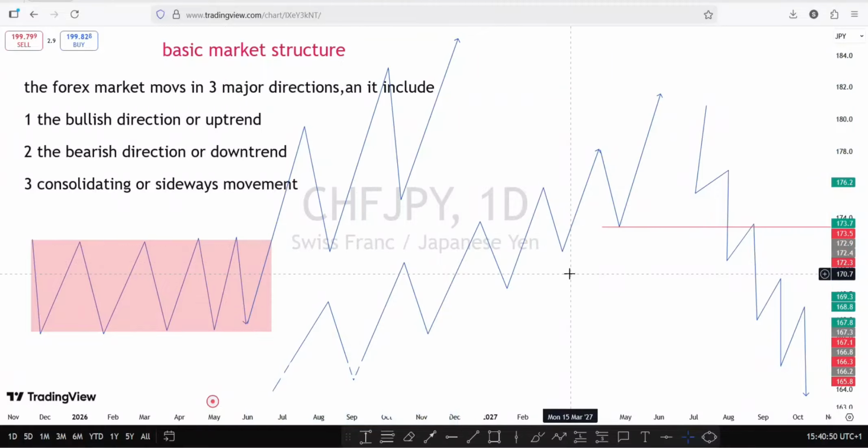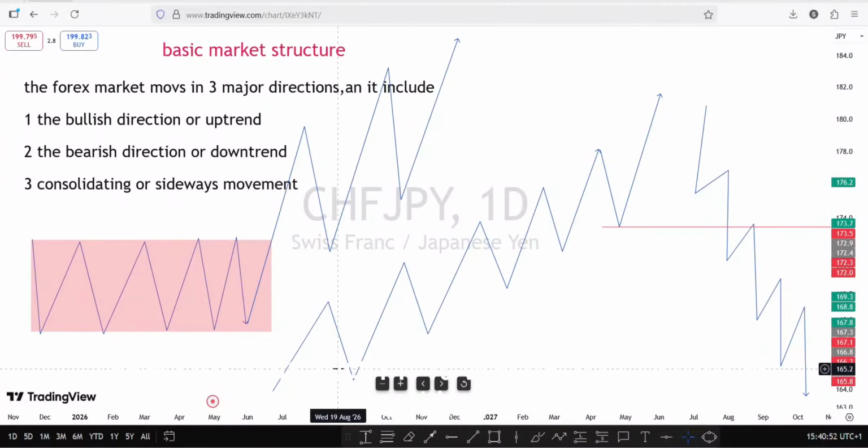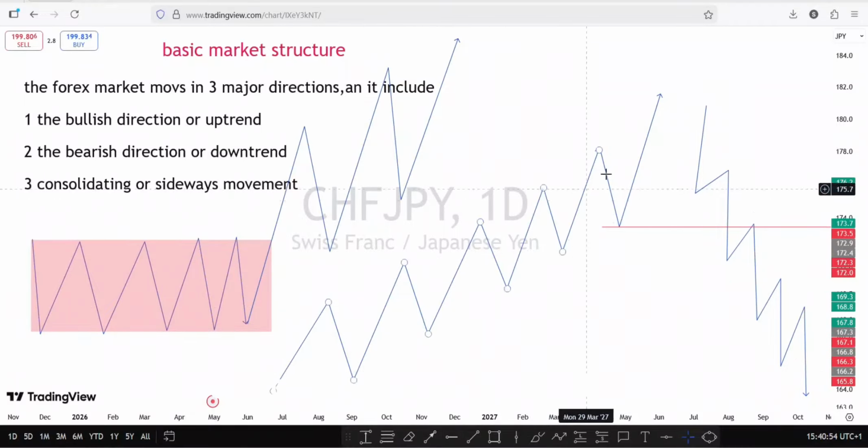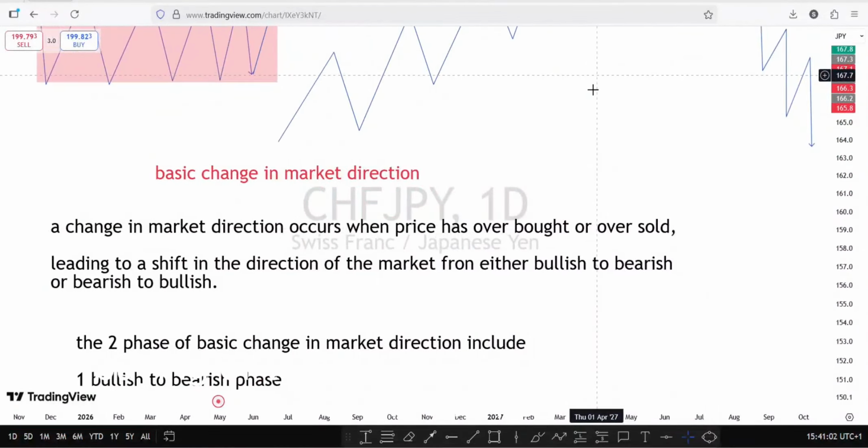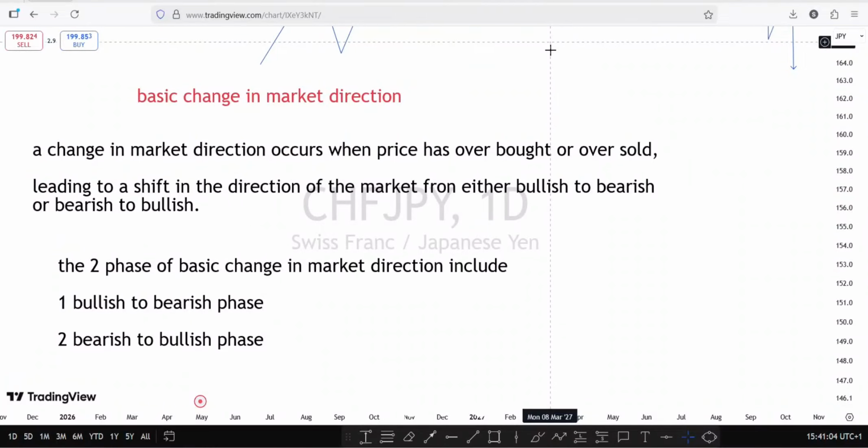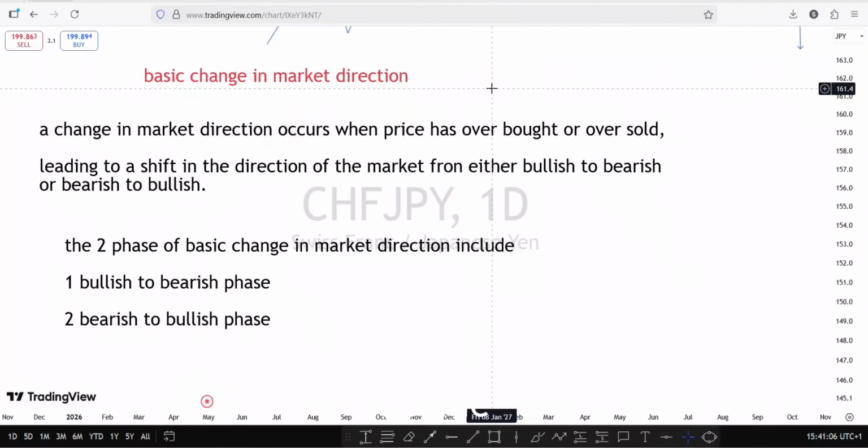So now, what happens if price refuses to keep buying? Or what happens if price refuses to keep selling? This is going to lead us to the next topic, which is basic change in market direction.